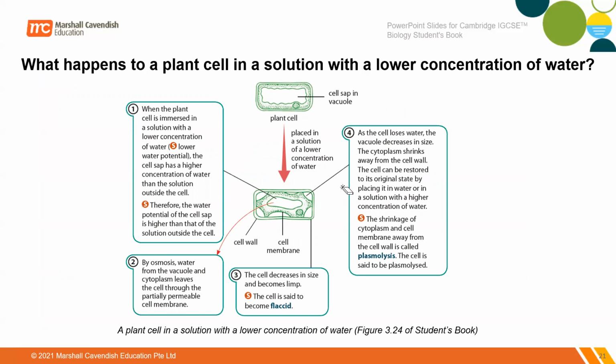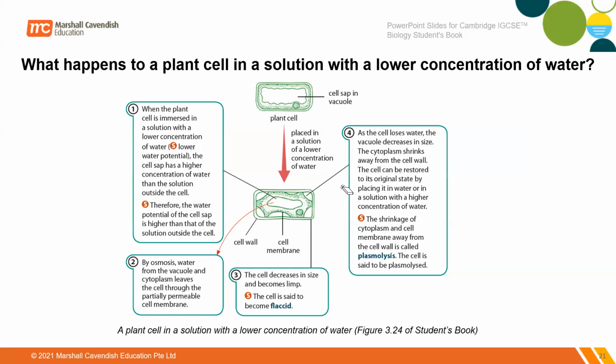What will happen here is that the cell will shrink and become flaccid. Flaccid, or plasmolysed, means the cell shrinks and detaches from the cell wall. Why? Because water has moved from its high concentration inside the cell to the low concentration outside. So if we place the cell in a solution with low water potential, definitely movement will happen from the cell sap to the outside, and the cell shrinks in size and becomes flaccid.